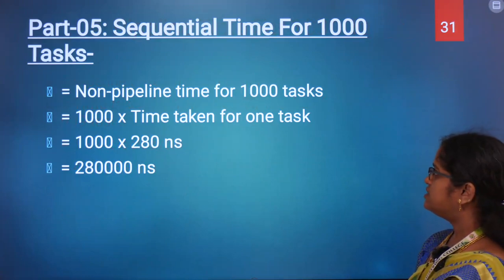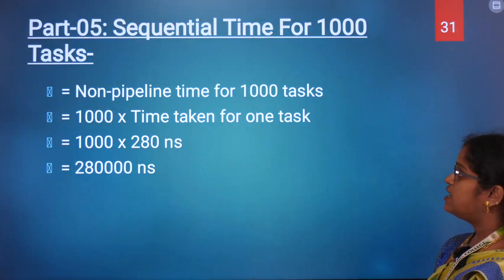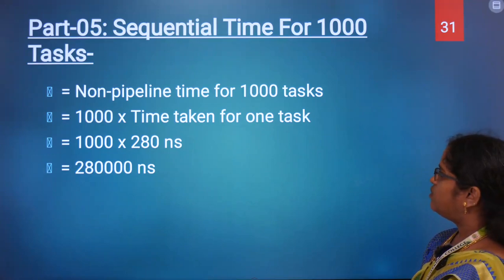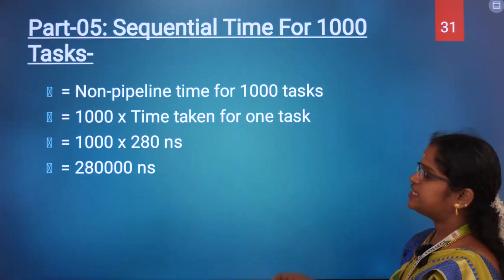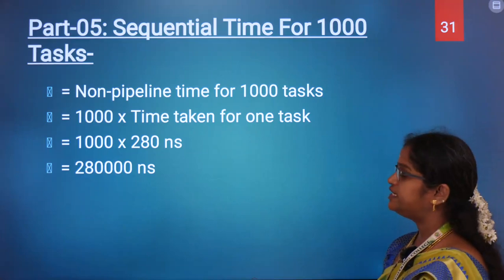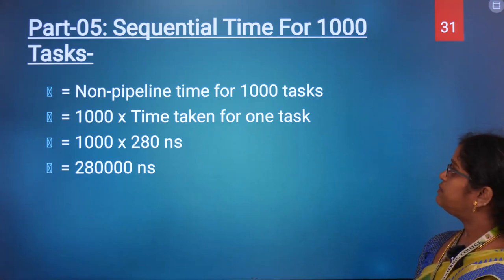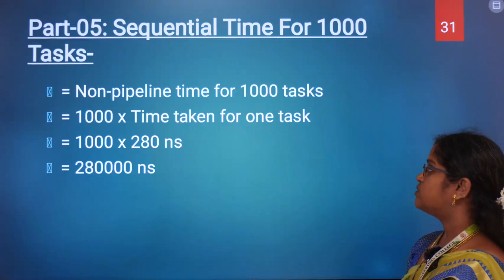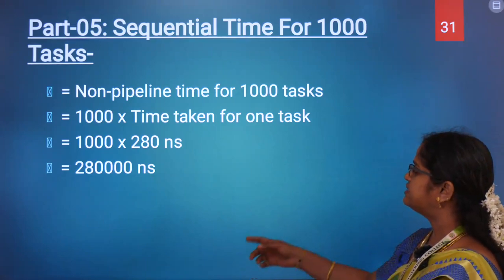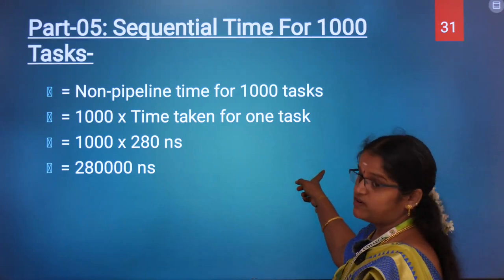Sequential time for 1000 tasks, the non-pipeline time for 1000 tasks, is 1000 times the time taken for one task. We already calculated the non-pipeline time as 280 ns. So 1000 into 280 ns is the resultant value of the sequential time for 1000 tasks.